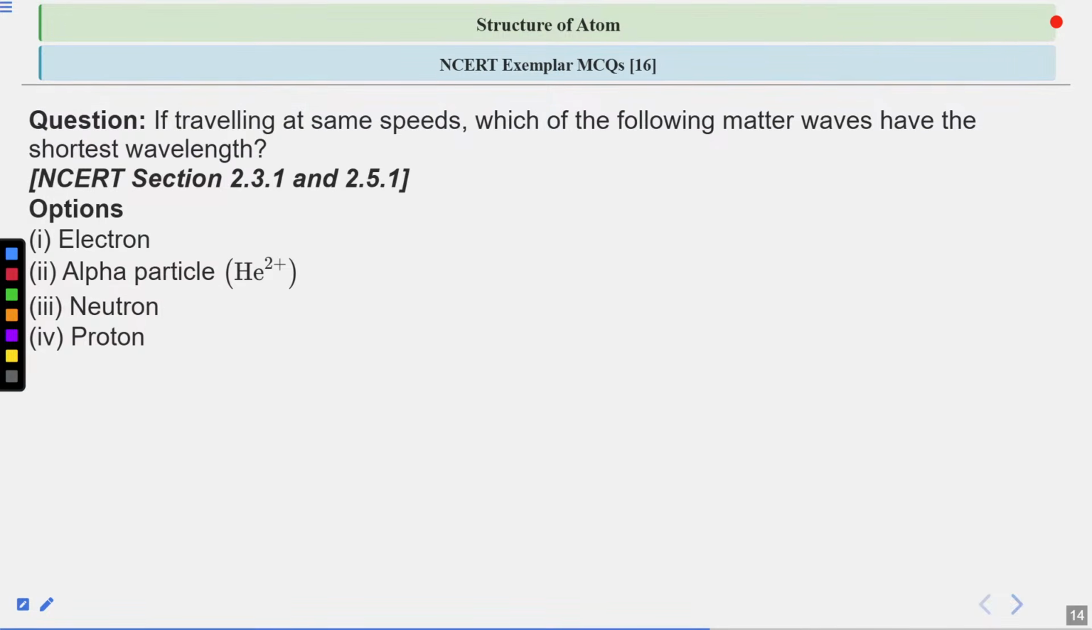Next is, if traveling at same speeds, which of the following matter wave have the shortest wavelength? Okay, so you have to look upon the wavelength. Remember, this is from the de Broglie part. Your four options are there: electron, alpha particle, which is simply helium 2 plus particle, we have already talked about it, then comes the neutron, and lastly comes the proton. So what will be the correct answer? Just write it by yourself. The time to solve this question starts now. Remember the de Broglie relation between the wavelength and the mass.